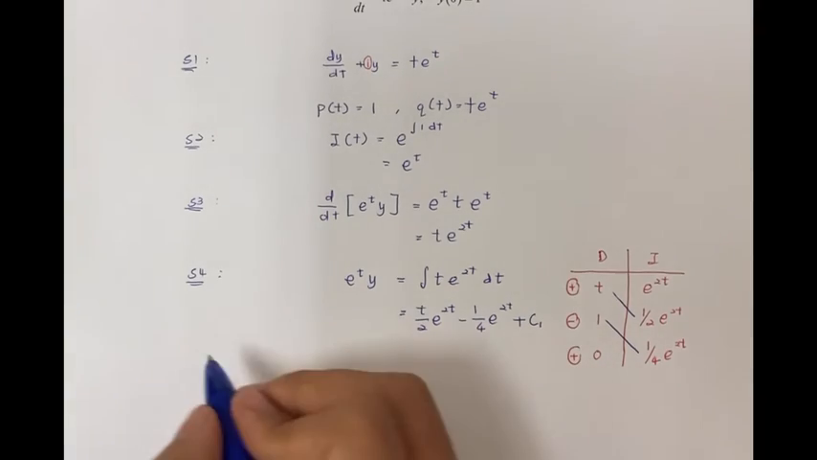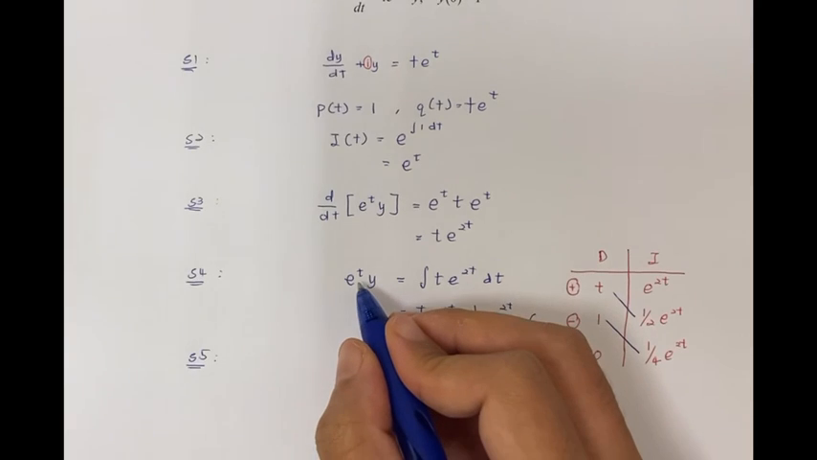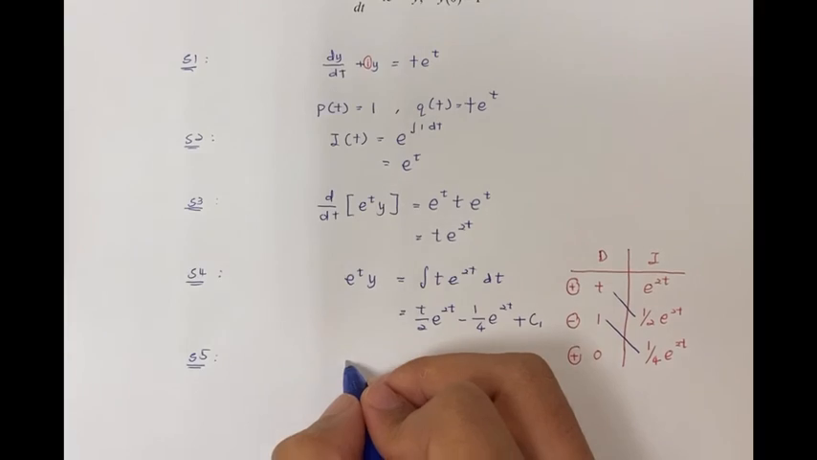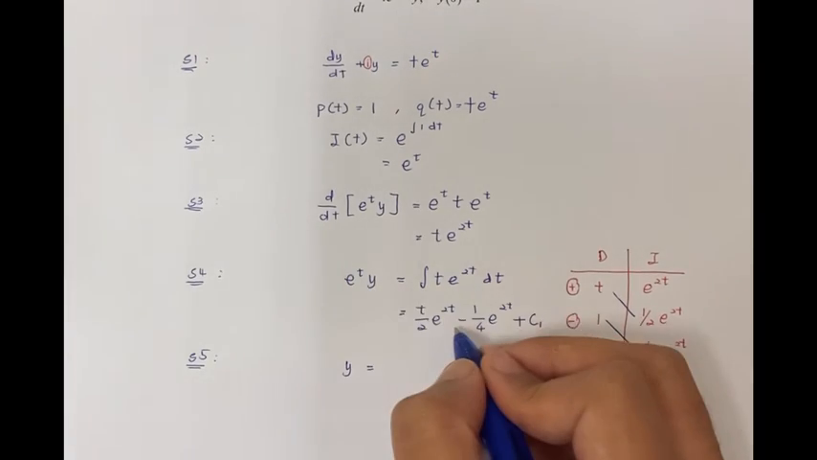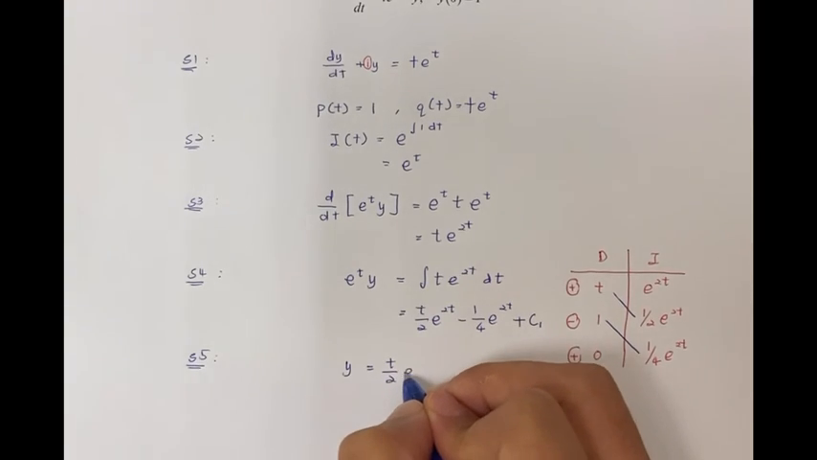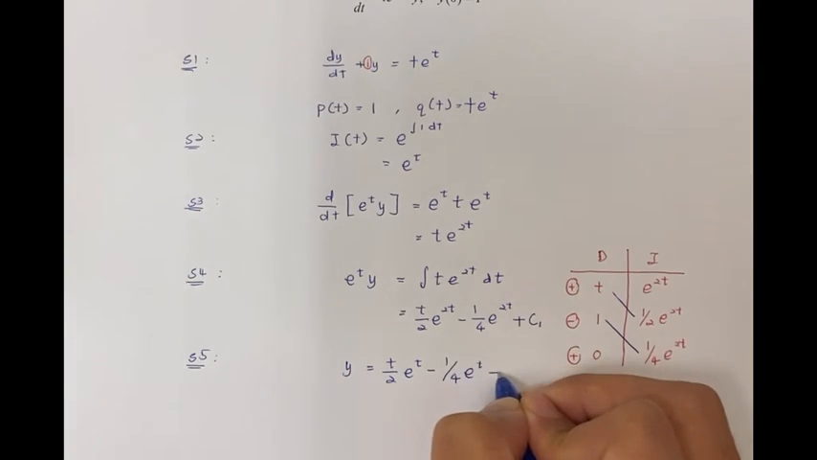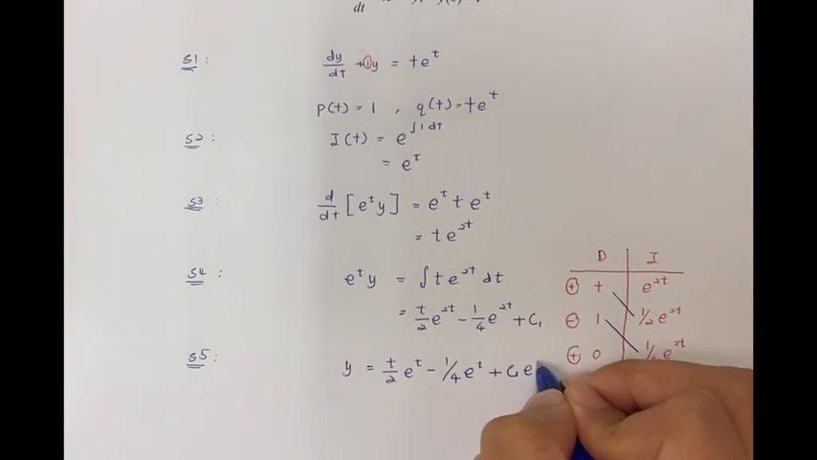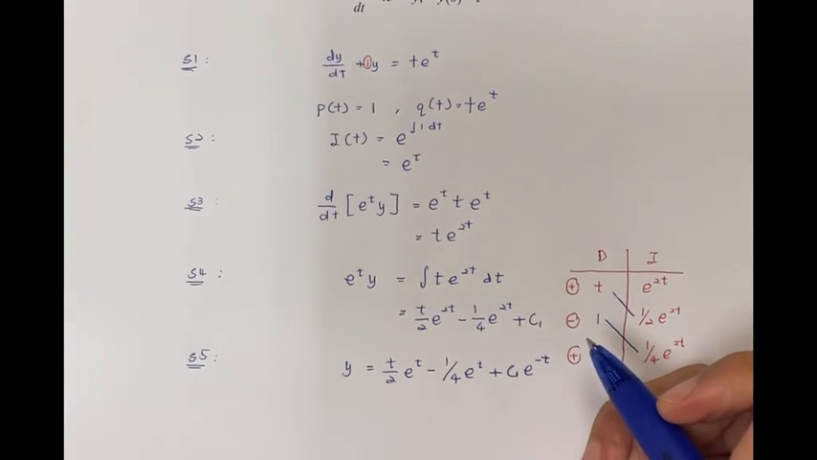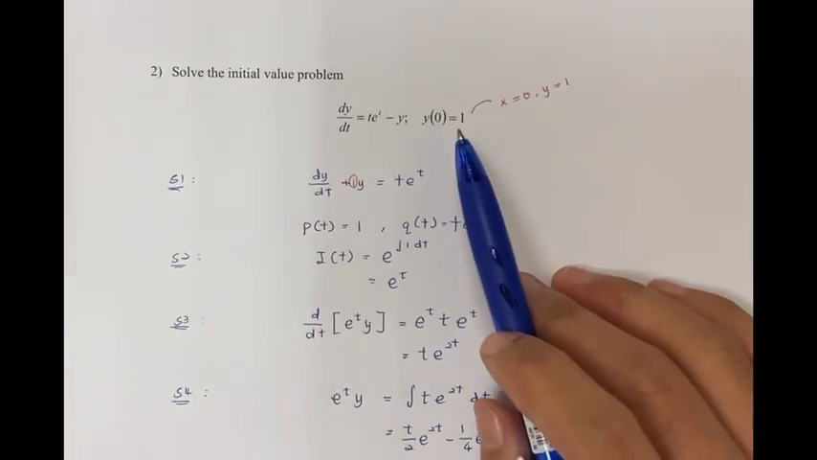Okay, step 4 is done. And for the last step, move your e^t on the left hand side to the right hand side. So y is equal to e^(2t) divided by e^t. So you have t over 2 e^t minus 1 over 4 e^t plus C1 e^(-t). Okay. You have an initial value, so you have to solve the initial value problem.